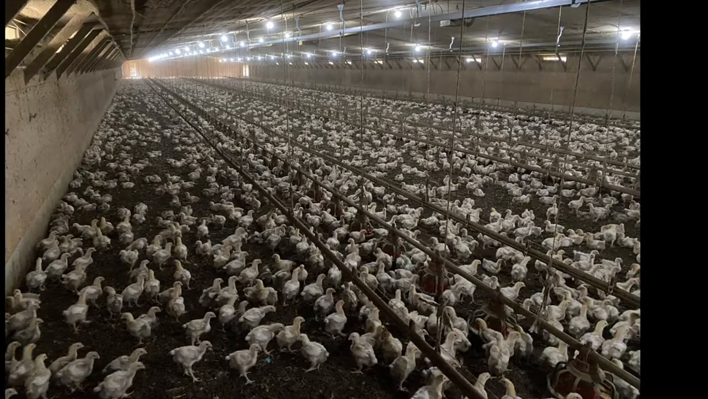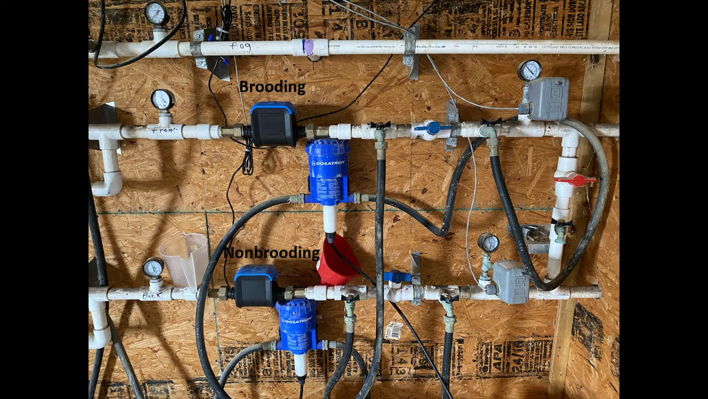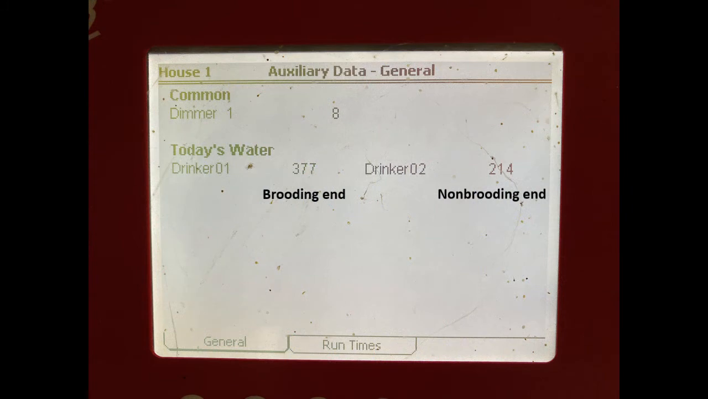of the house. And the best way to do that is by installing two water meters, one for the brooding end, one for the non-brooding end, where we can keep up with the water consumption on each end of the house, which will give us some idea of the density of the birds in each end of the house. These water meters are connected to the controller.